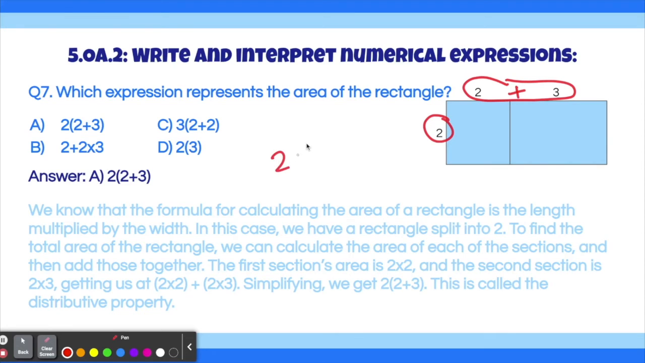So if we just multiply the width times the length, then we get our answer of A, which is 2 times (2 plus 3). This is called the distributive property, and we will go more into this in the next slide.